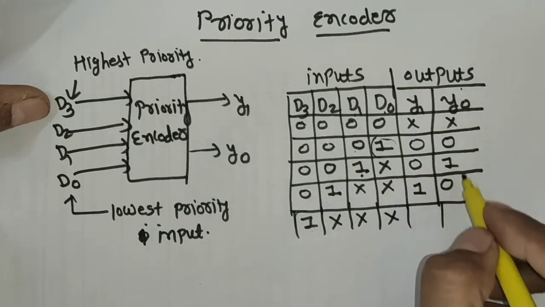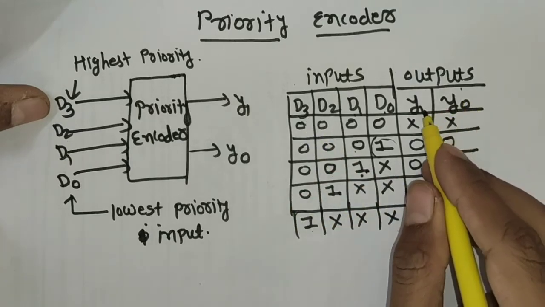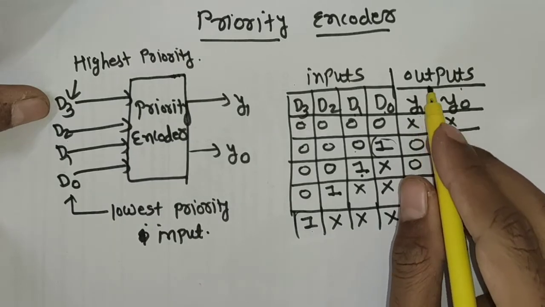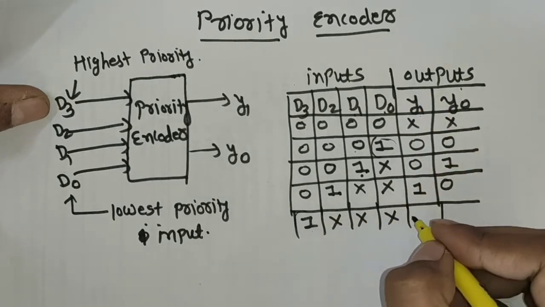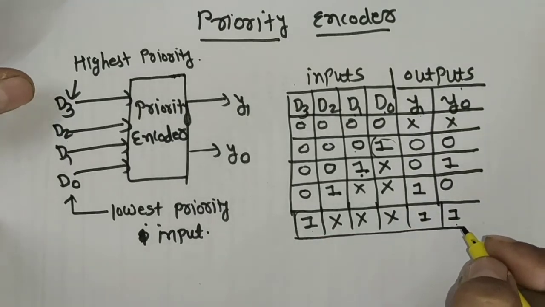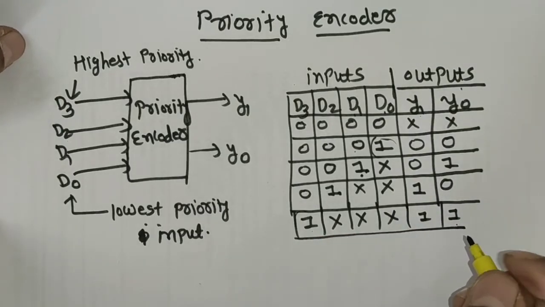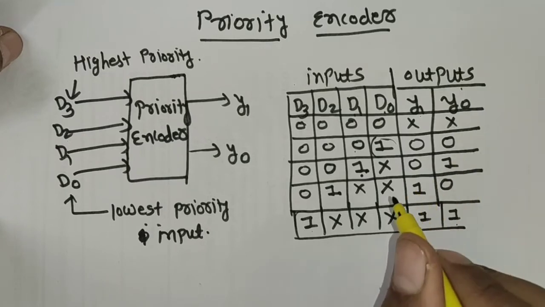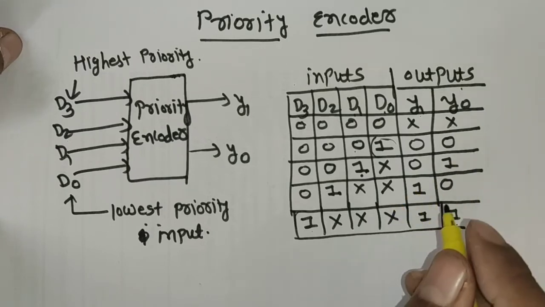So this one, the weightage of the first bit y0 is 1, and the weightage of the next bit y1 is 2, like 1 plus 2, 3, right? So both are 1, 1. So this is the truth table of the priority encoder. We are always considering the highest priority, right?